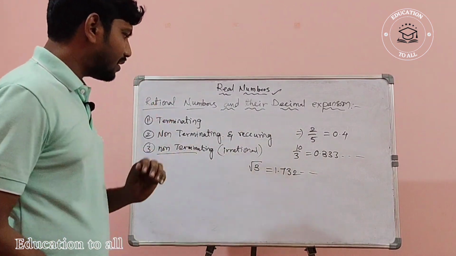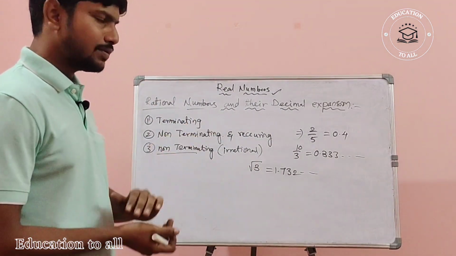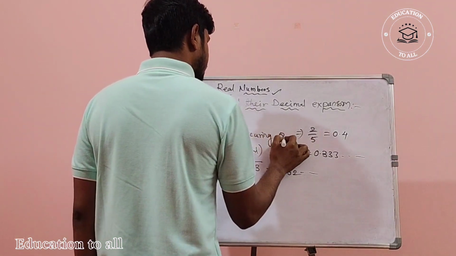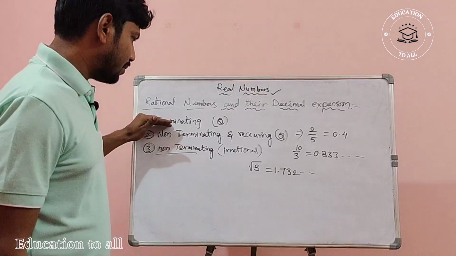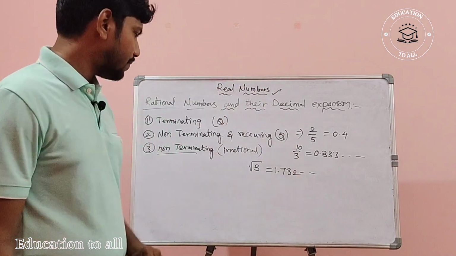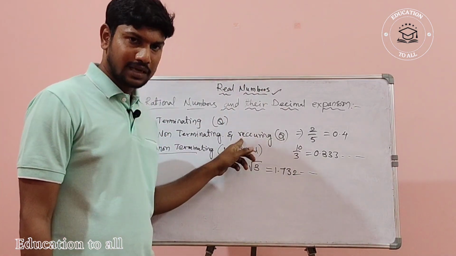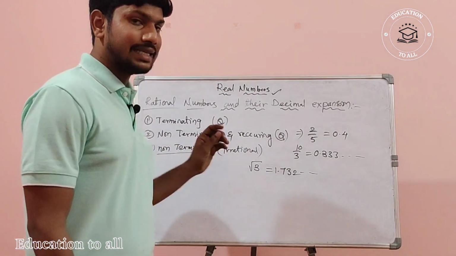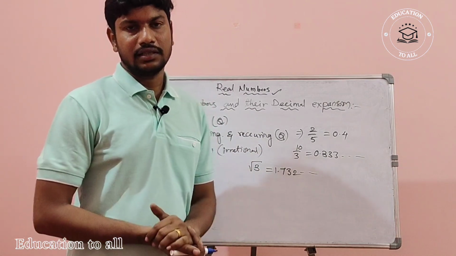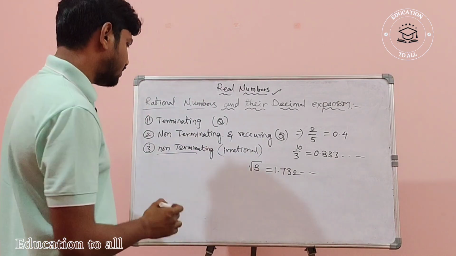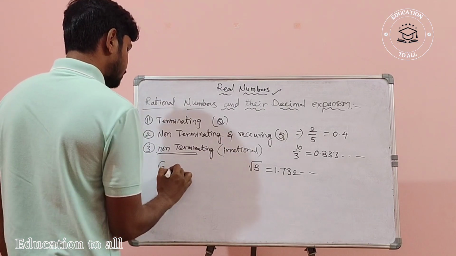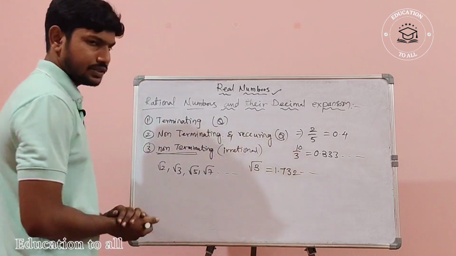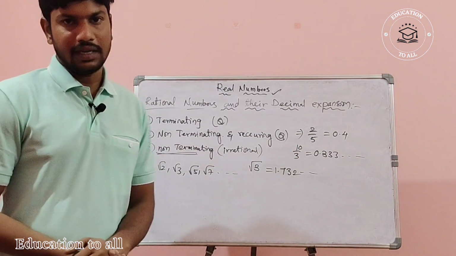Then what about terminating and non-terminating recurring decimal expansions? Now this is for rational numbers, P by Q, here also rational numbers. So terminating numbers can be expressed in P by Q form. Non-terminating and recurring decimal expansions we can also write as rational numbers. But non-terminating decimal expansion we cannot write in the form of P by Q. Simple examples of these conditions are root 2, root 3, root 5, root 7. All these come under non-terminating decimal expansions.